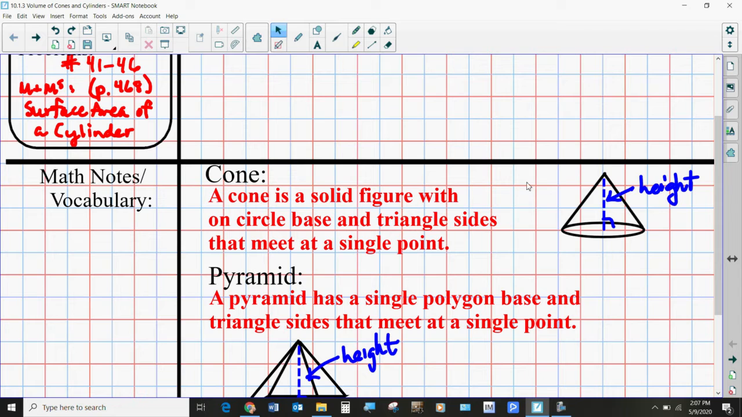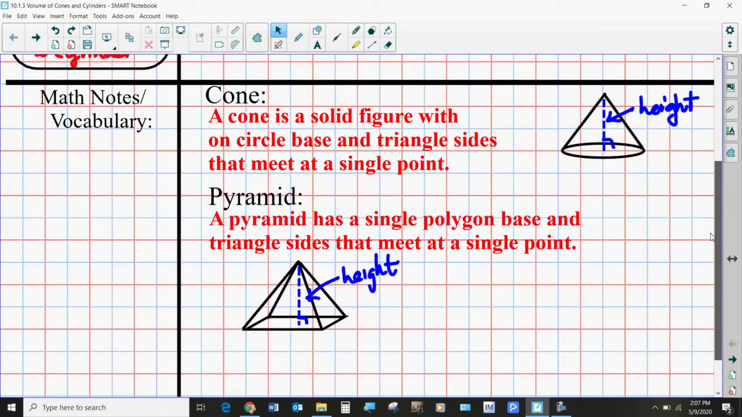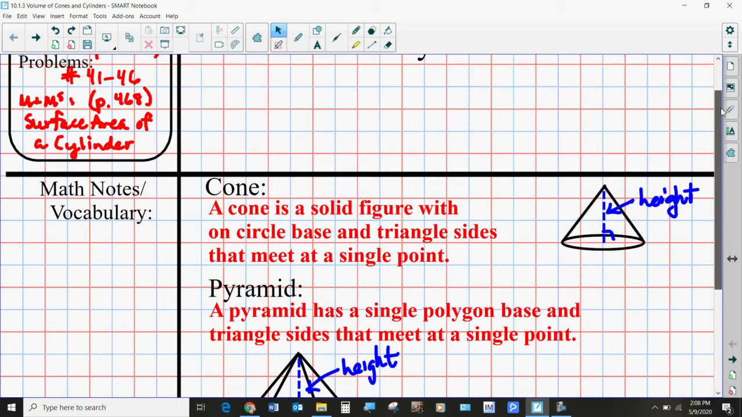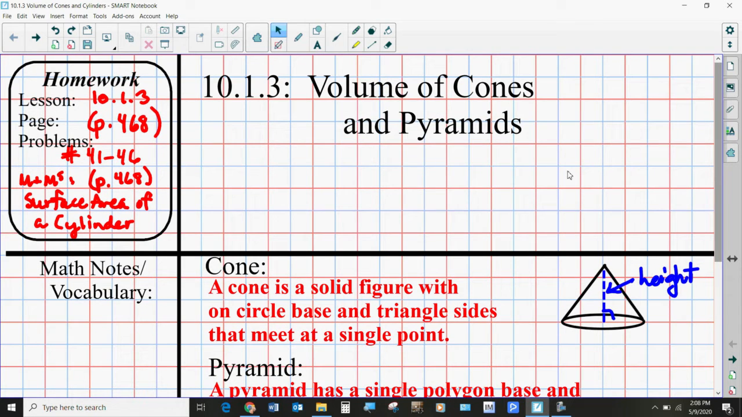So cones and pyramids have a couple of things in common. They come to a single point at the top, and they have a single base at the bottom. And once again, the base is what names the pyramid. So this particular pyramid would be either a square pyramid or a rectangular pyramid, depending on the dimensions of those sides. But once again, only one base, and then it has triangular lateral faces that all converge to a single point at the top.